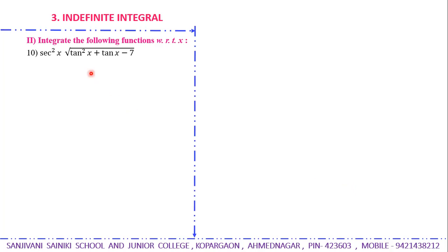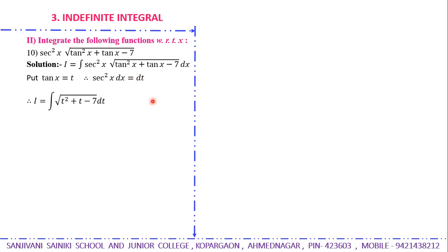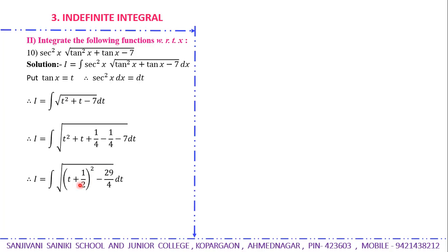Now for this example, we have to use the substitution, and we have to put tan x is equal to t. So sec square x dx is dt. So we get a quadratic factor in the square root. Here we will use the completing square method, add and subtract 1 by 4. We get t plus 1 by 2 bracket square minus 21 by 4. I can write this as root 29 upon 2 bracket square.